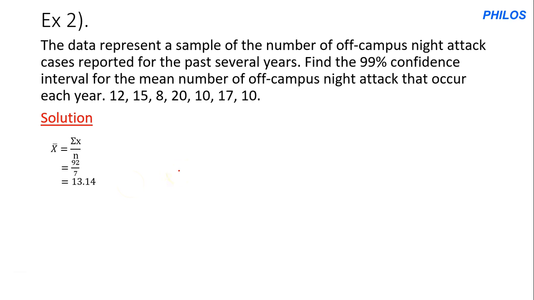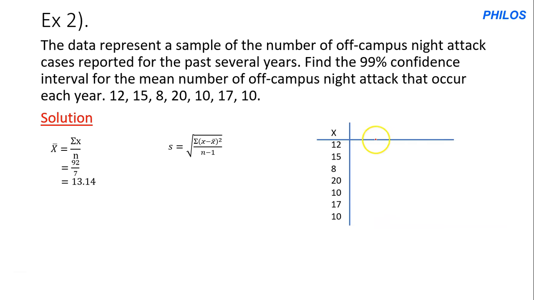To get a sample standard deviation, the formula is square root of summation x minus x bar squared divided by n minus 1. Now to compute the standard deviation easily, let's draw a table and fix all the x values under the x. So we have 12, 15, 8, 20, 10, 17 and 10. Then after writing all the x values, we draw another column for x minus x bar. So x minus x bar is known as deviation.